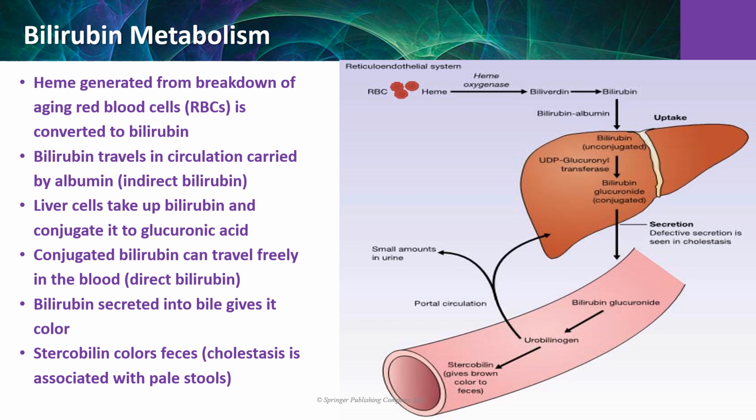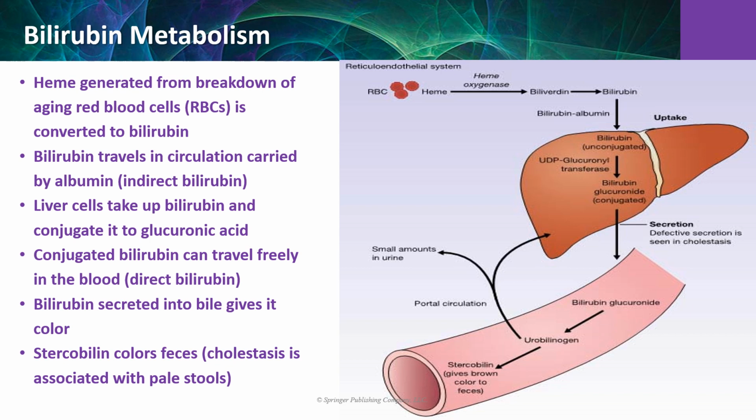Hyperbilirubinemia produces the characteristic yellowing of the skin that is known as jaundice. Elevations can be caused by excess production of bilirubin, decreased uptake by the liver cells, decreased conjugation, decreased secretion, and bile duct obstruction.